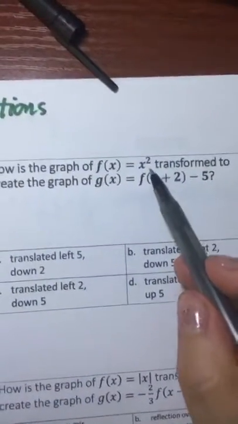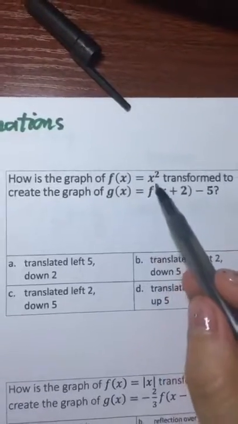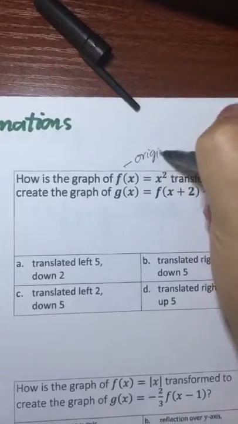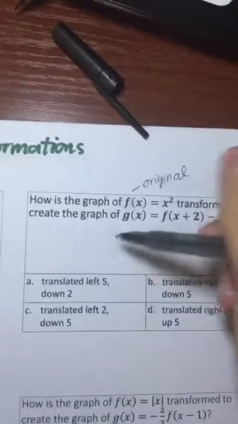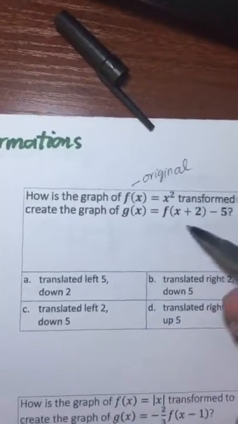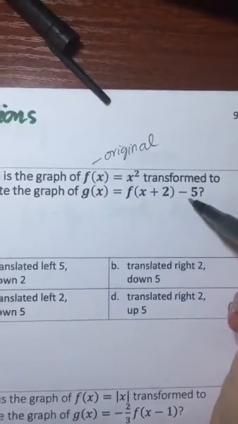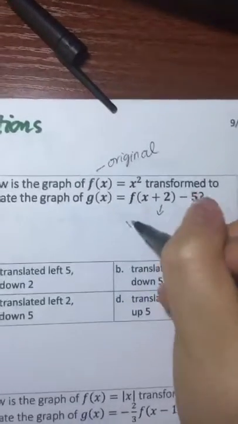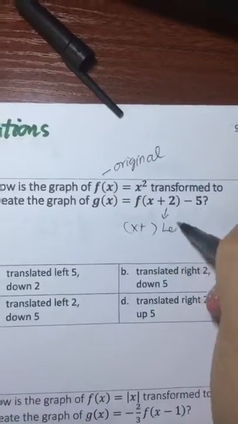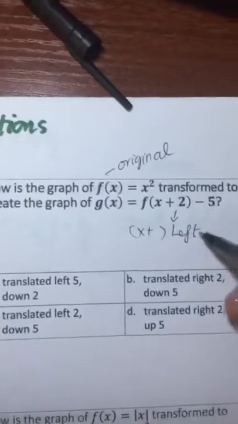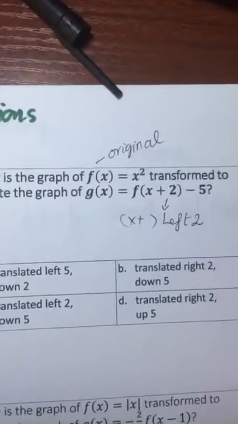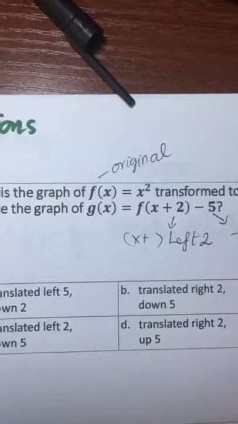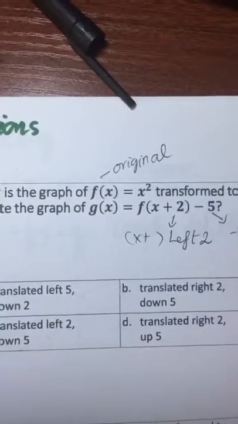If you see a function like this, we do the same thing. You have x squared, f of x called original. It's transformed to create a new graph. g of x equals f parenthesis x plus 2 minus 5. x plus 2. So if you have x plus, you always go to the left because you need a negative number, right? So you go to the left 2 units. At the end, either go up or go down. So here we have minus 5, means it's going to translate down 5.